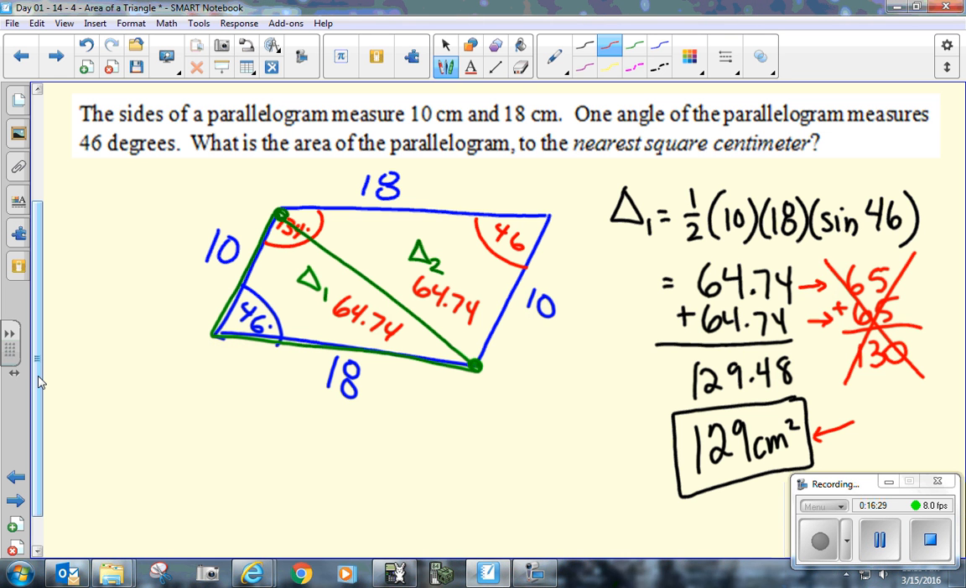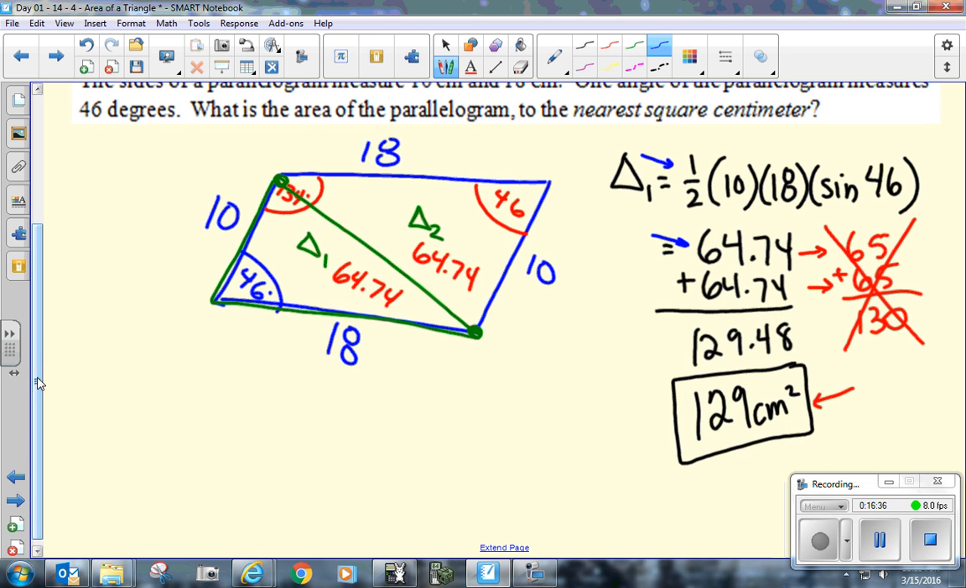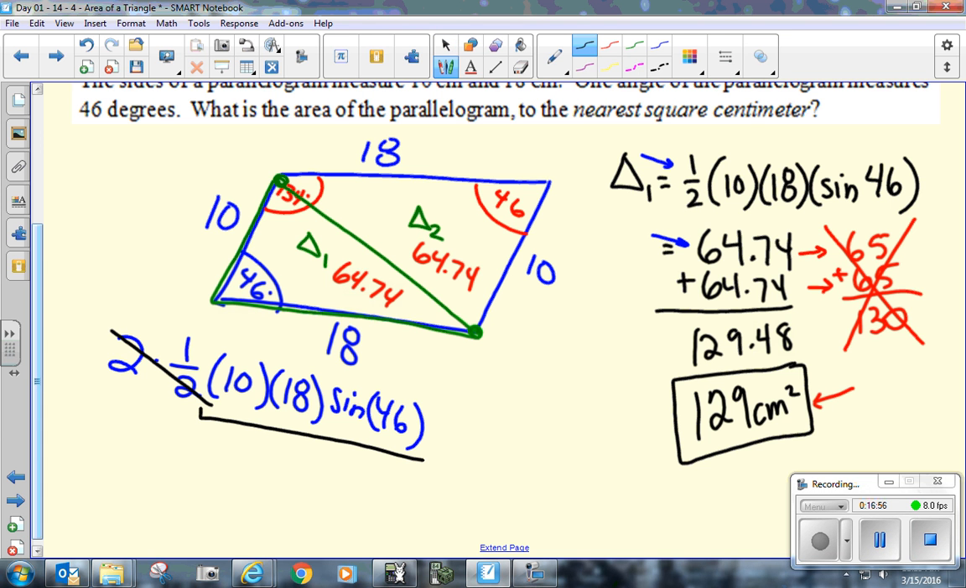The second way is, instead of getting my 64 and doubling it, I'll just double this right here. So I'll write it as 1/2 of 10 times 18 times the sine of 46. I'm just going to double this whole thing, right? Well, what happens when I multiply the 2 times 1/2? They cancel out. So in my calculator, I really just have to put this, and I get 129.4, etc., which is still 129 centimeters squared.